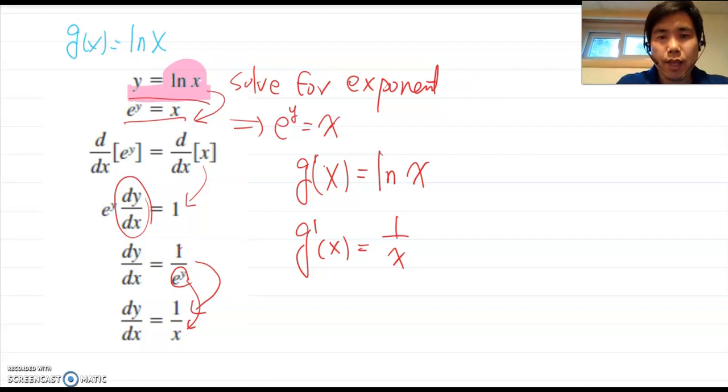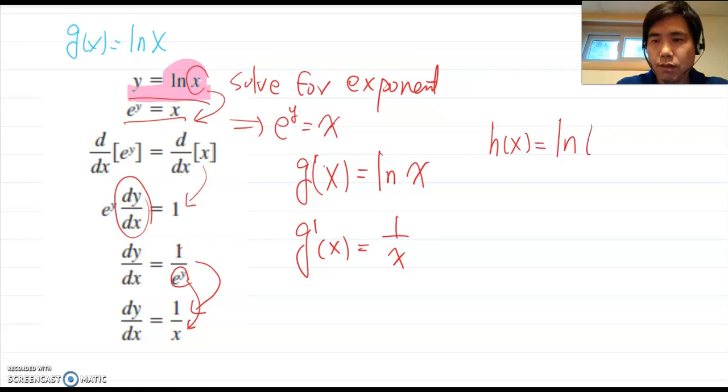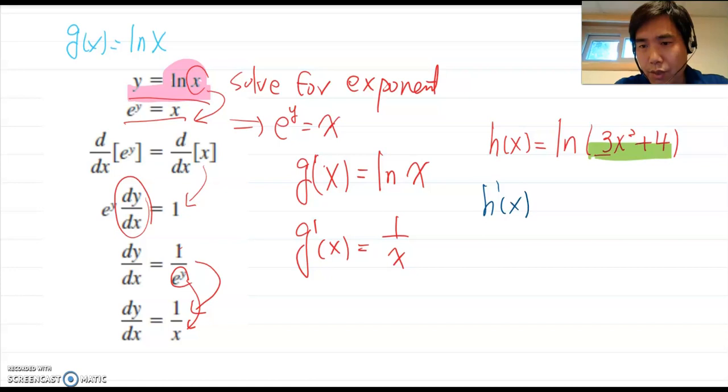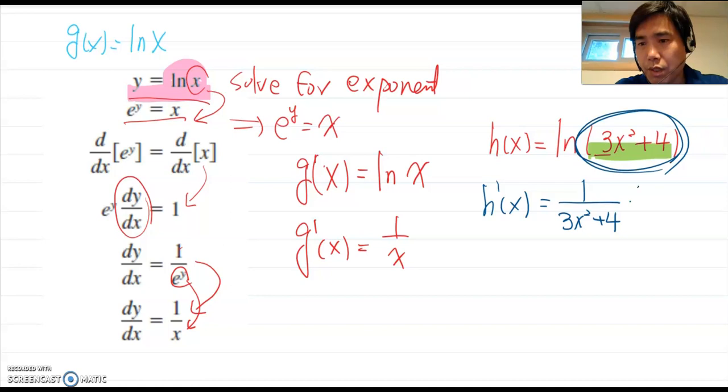Then what if this is not x anymore, but another functional expression? I can make h of x equal to ln of 3x squared plus 4. Temporarily treat this as u, and then you can use the chain rule. So h prime x is 1 over 3x squared plus 4, multiplied by the derivative of this one, which is 6x. Therefore h prime x becomes 6x over 3x squared plus 4.